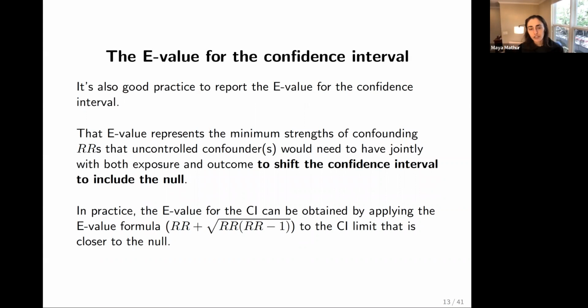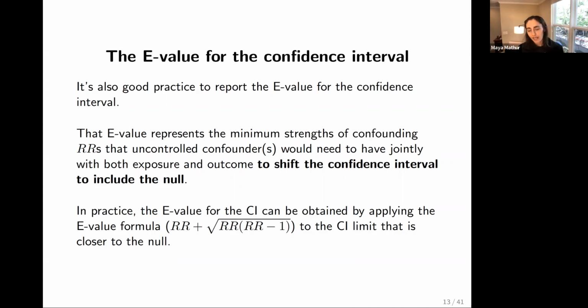In practice, it's also useful to report an e-value for the confidence interval, which represents the minimum strength of confounding risk ratios that uncontrolled confounders would need to have jointly with both the exposure and the outcome to shift the confidence interval to include the null. So the first e-value we saw was to shift the point estimate to the null. This one is to shift the confidence interval to include the null.